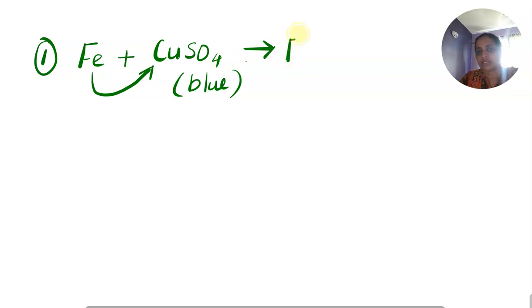So we can change that into ferrous sulfate or iron sulfate plus copper. Iron displaces copper from copper sulfate and changes to ferrous sulfate. This ferrous sulfate is green in color. So what can you observe? The observation is that the copper sulfate blue color is changing to green color. First it fades and afterwards finally you can see a green color due to the formation of ferrous sulfate.